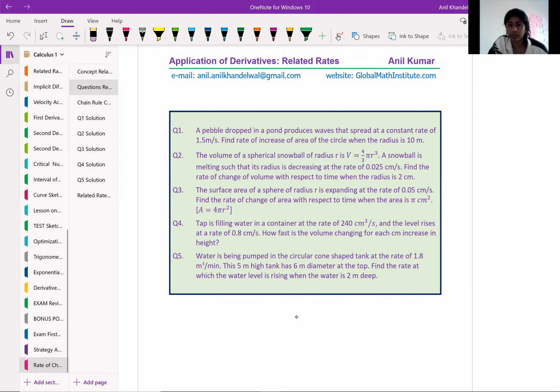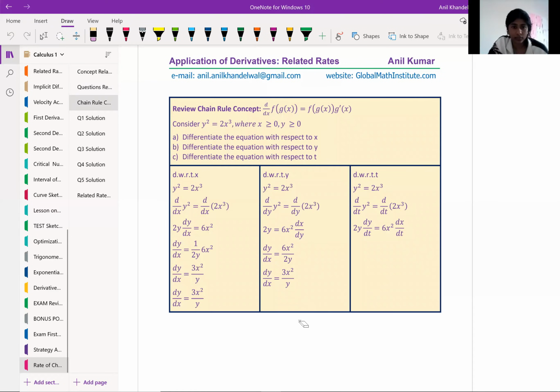We have to differentiate with respect to time on both sides in most cases of rate of change. So let's review the concept of the chain rule once again. What I did in between is just to review what we learned earlier about the chain rule. If I have a function f, which is a function of g of x, and I want to differentiate f of g of x, the derivative will be the derivative of the outside function times the derivative of the inside function. That is how it should be differentiated, correct?